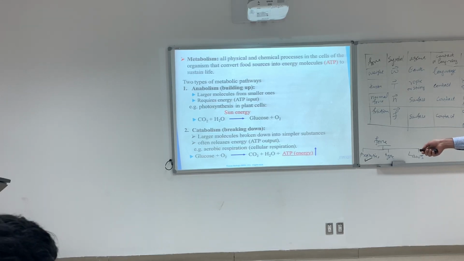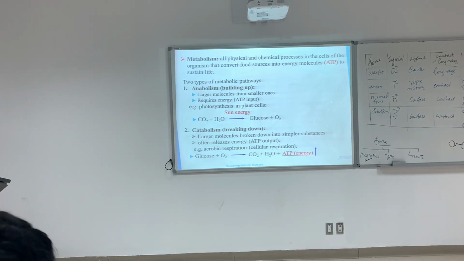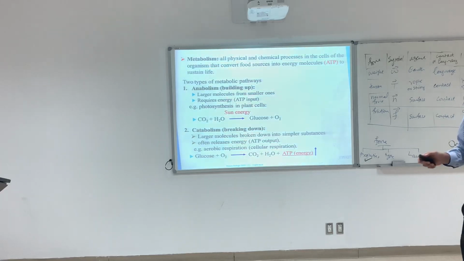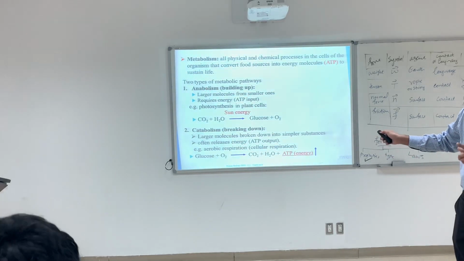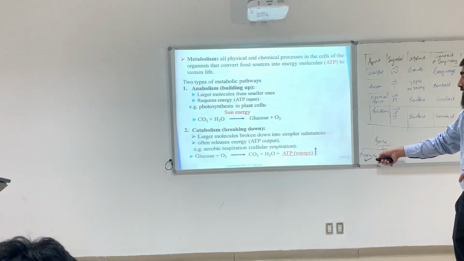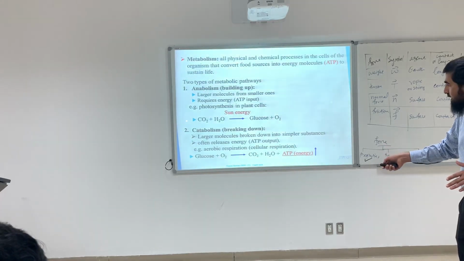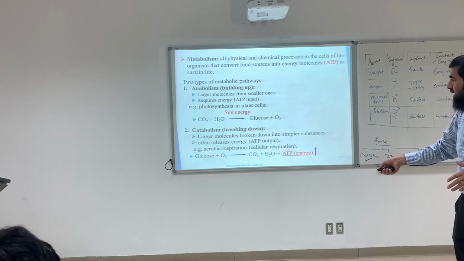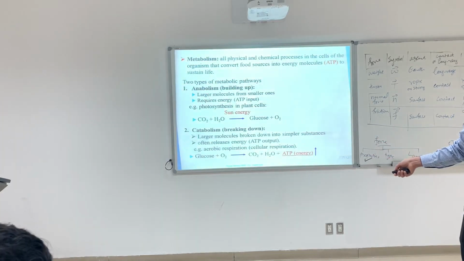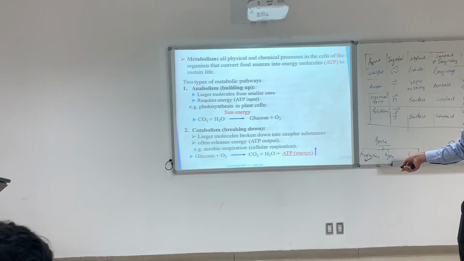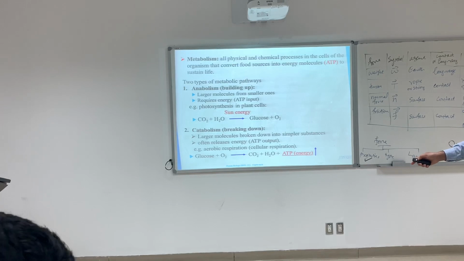In one case, energy is required; in the other, it's released. So the main point here is that photosynthesis is anabolism: we use CO2 and H2O to get glucose and O2. But catabolism, of which aerobic respiration is an example, takes glucose and O2 and gives CO2, H2O, and energy is released. That's the highlight from this slide.